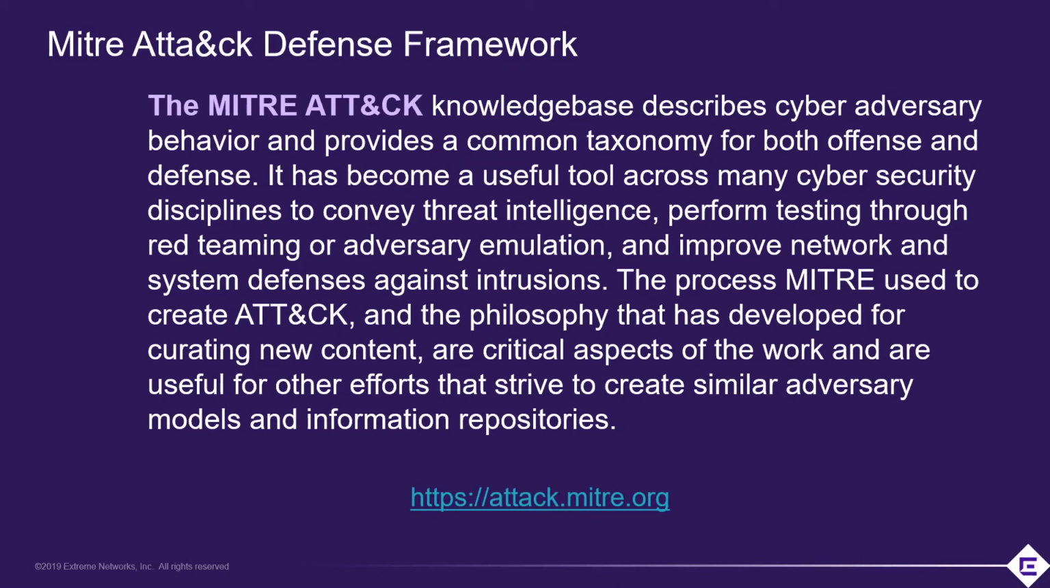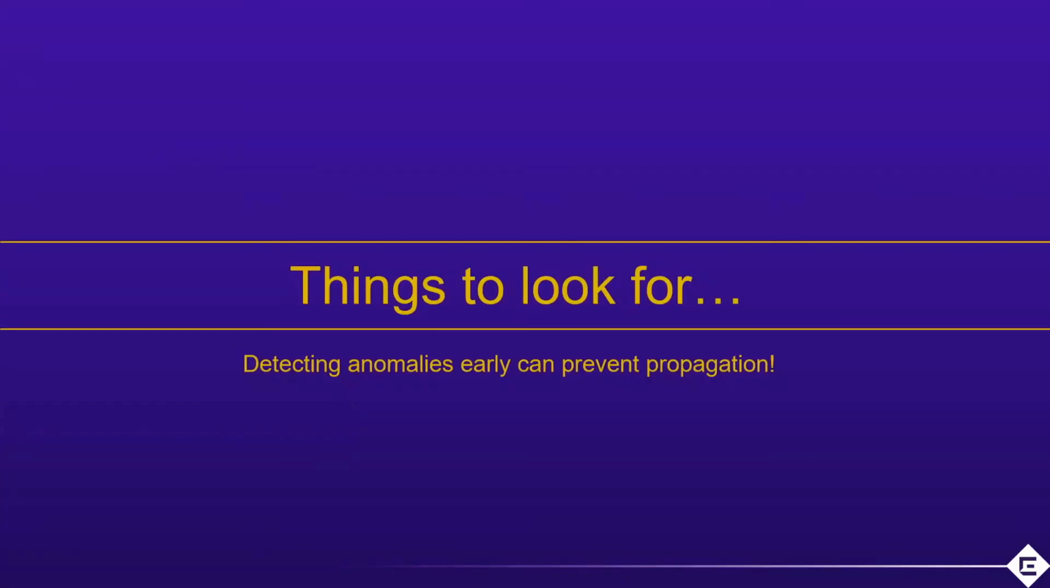Now you can take that and compare that against the framework and look at potential methods that an attacker may use. And what this does is this brings wider awareness to the tools. It gives wider awareness to the signatures that you should be looking for to identify potential attacks that are happening within your organization. And while we're doing that, let's take a quick look at things to look for, because again, detecting anomalies early can prevent propagation, and that's an important part to this.